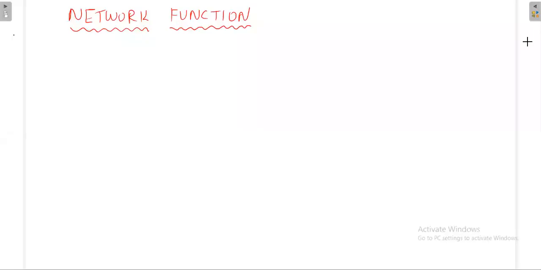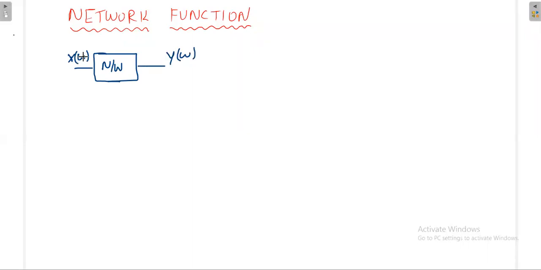Okay, so the next topic is network function. Suppose you have some network. The network may consist of resistor, inductor, and capacitor. That combination of resistor, inductor, capacitor we call a network. Then we give some input. That input we call x of omega, and the output is y of omega.